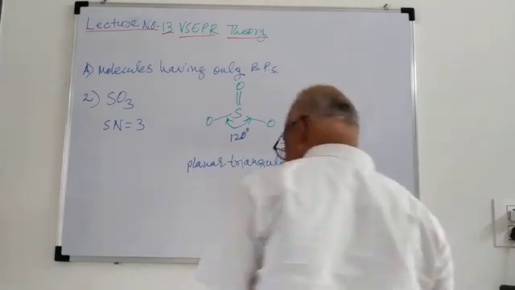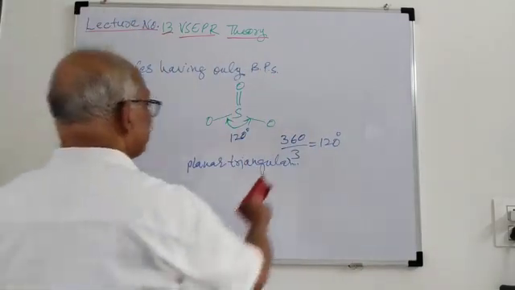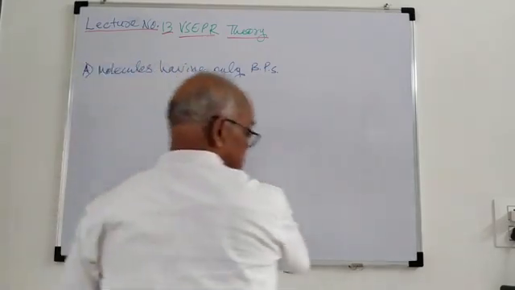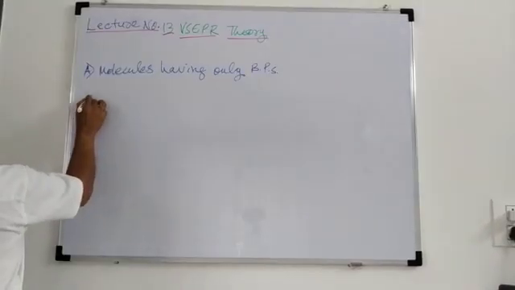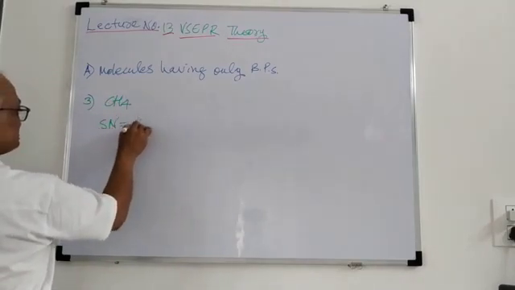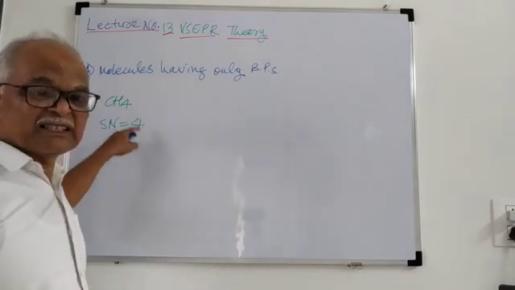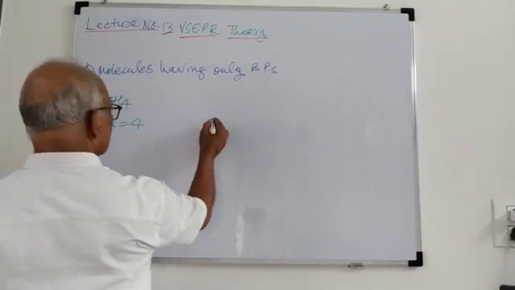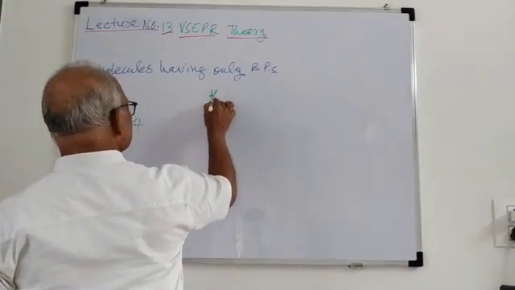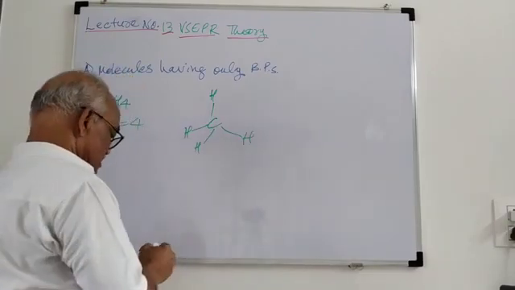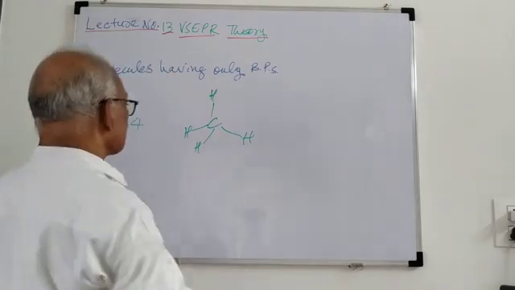Now we will see another molecule, the third molecule, that is CH4. Here the steric number is 4 because carbon is directly bonded to 4 hydrogens and it has no lone pair. So carbon is at the center, and the hydrogens are occupying the positions in this way. This shape is called tetrahedral.